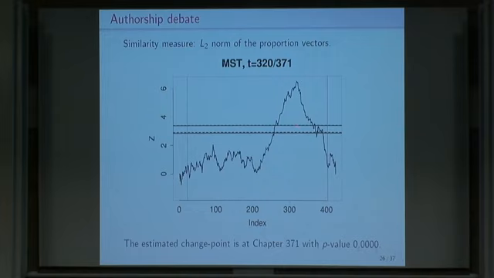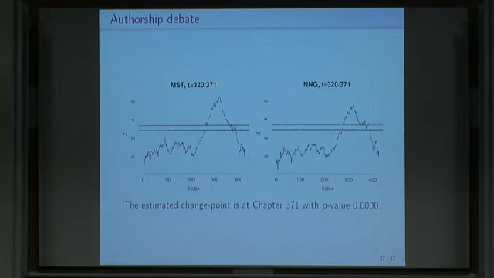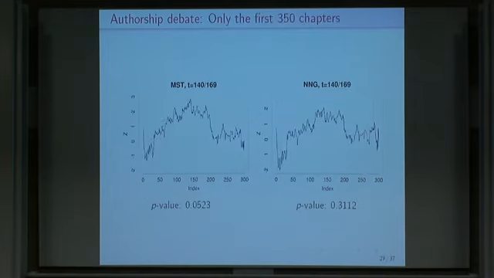And this is based on the minimum spanning tree. If we try some other graph, so this is from the nearest neighbor graph, we will see that they give pretty much the same result, although slightly different. And with this same data, we know that there shouldn't be any change in the first 350 chapters. So we would like to apply our method to see whether we will find any change point in the first 350 chapters. And here is the result.